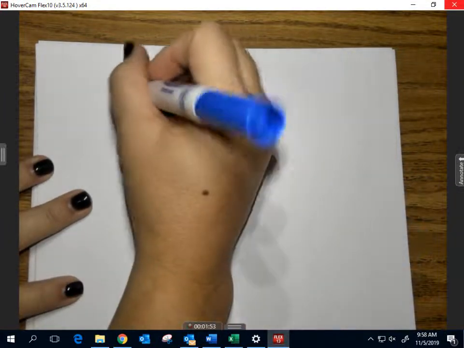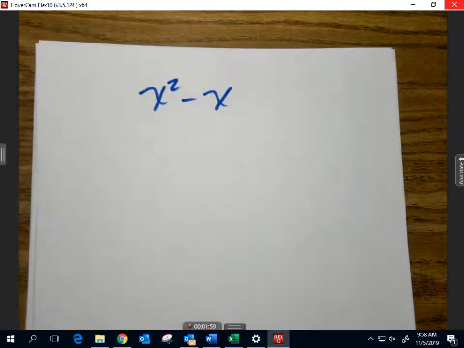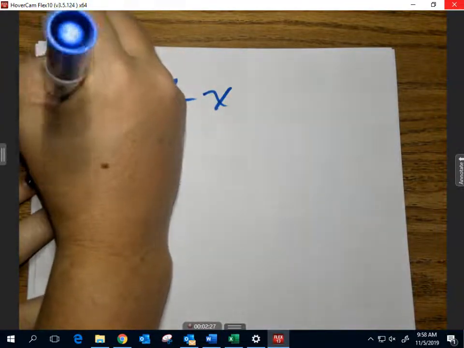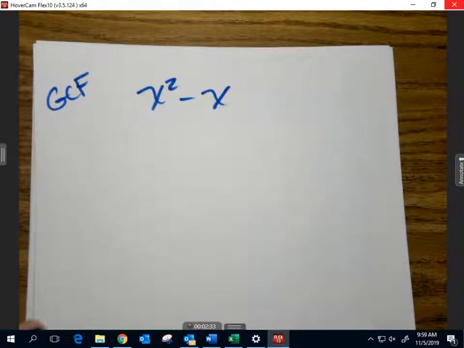So the most basic one: how would I factor x squared minus x? Well, you actually did this way back in Algebra 1, and it was called factoring out a monomial. What's mono mean? 1. So you're factoring out one thing, or we would say the GCF. We're going to factor out the GCF. What's the greatest common factor for x squared and x? It's x.